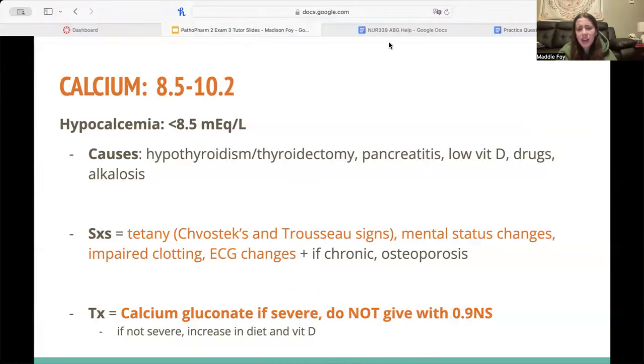And if it's not severe, you can just increase calcium intake via your diet. And also if you have to, subsequently increase vitamin D. A lot of people will just take calcium supplements for their bones and think they're all set. But if they don't have that vitamin D absorption, they're not going to be able to do much with that calcium that they're intaking.